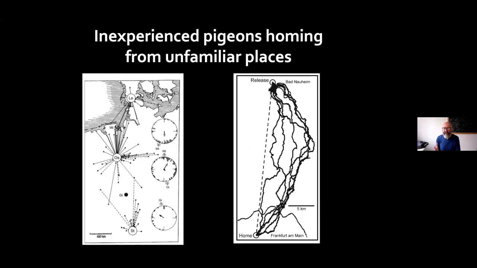Okay, so let's start with the compass, which is probably the simplest thing to imagine, to realize how it works, and then we will move to the map, which of course already looks quite a challenge, because it's impossible that this inexperienced bird taken to unfamiliar places has a topographical map of the route that they have to take. So it must be something else.